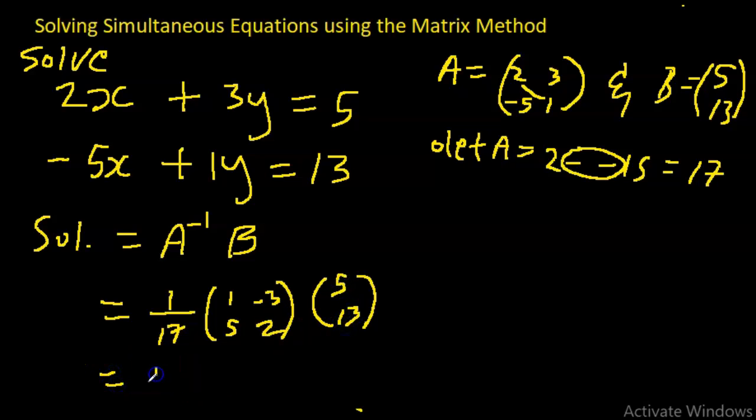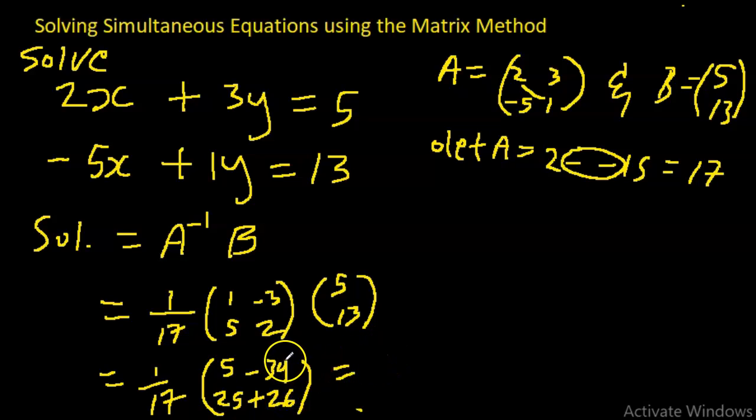So let me just put 1 over 17, keep it out here for last, and we all know to multiply two matrices, rows by columns. Well, in this case, rows by column, because one column, right? So we take the top row, apply it to the one column over here. So it's 1 times 5, that's 5. Plus negative 3 times 13, that's negative 39. And then we take the 5, 2, apply it to the 5, 13. So 5 times 5, that's 25. Plus 2 times 13, that's 26.